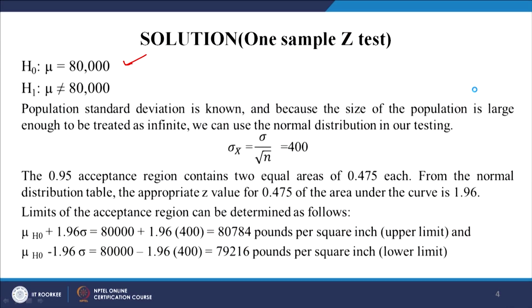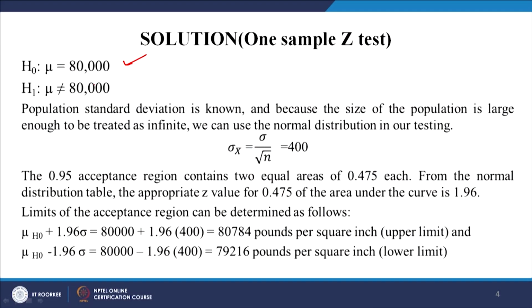That is what the manufacturer also is concerned about. If it becomes too strong, then it raises the production cost. If it is too weak, maybe it will not be acceptable to the buyers. So, mu is equal to 80,000, mu is not equal to 80,000. So, it is a clear case of a two tailed test, so that the value can fall either way.